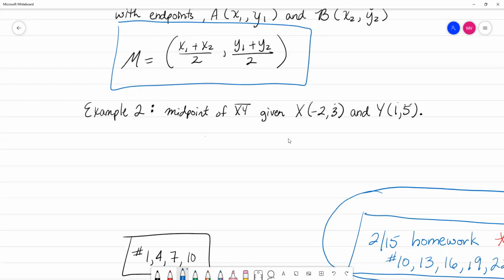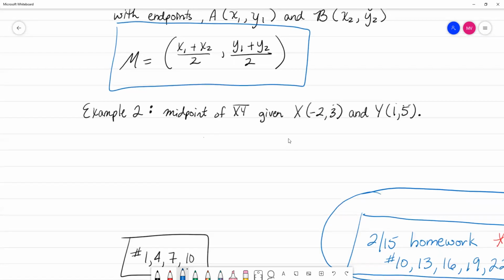Okay, let's go ahead and look at it as an example. So for example 2, the midpoint of XY is what we need to calculate, given that the endpoint at point X is -2, 3, and the endpoint at Y is 1, 5. So again, label these x1, y1, x2, and y2, so that you can plug it into your midpoint formula.